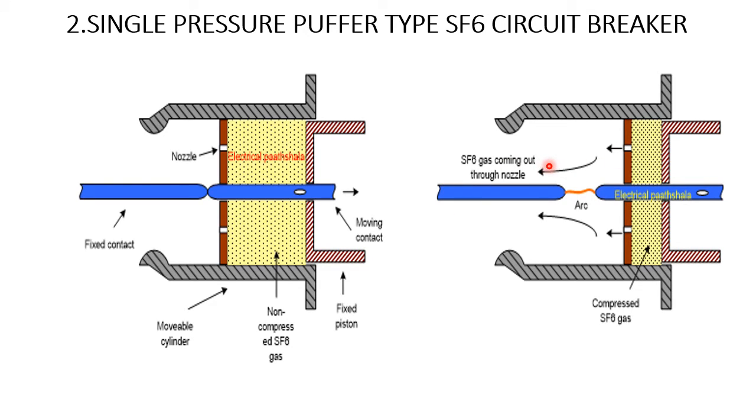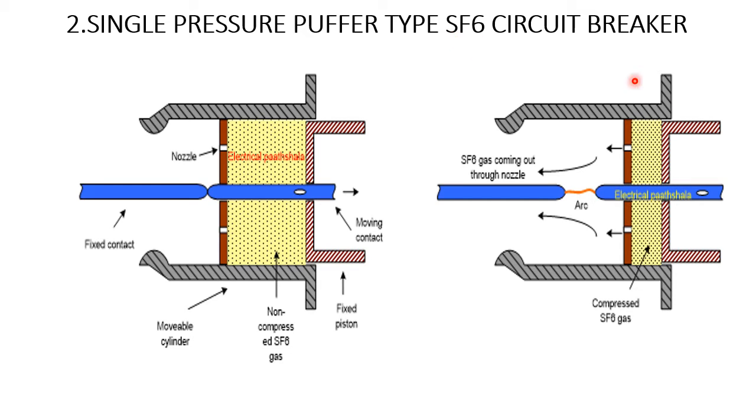Therefore, the arc is quenched by the SF6 gas. The flow of gas will reduce the cross section of the arc, and it will also cool the arc. At the same time, it is going to increase the dielectric strength of the SF6 gas, and finally the arc gets extinguished. So this is the simple construction and operation, the working of a single pressure circuit breaker.